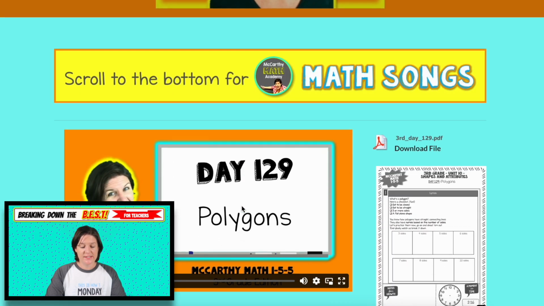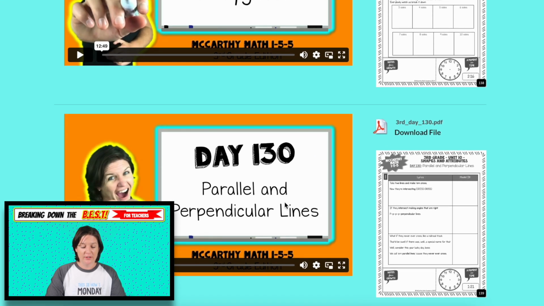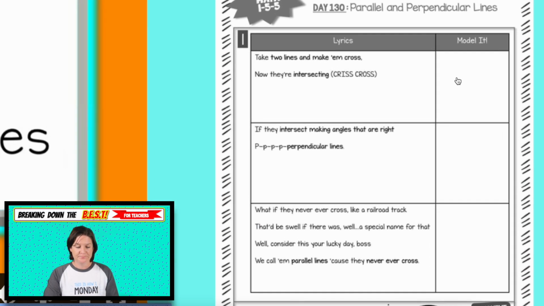And a lot of this is in song form, so talking about polygons, parallel and perpendicular lines, using lyrics of a song and modeling it and drawing it here.